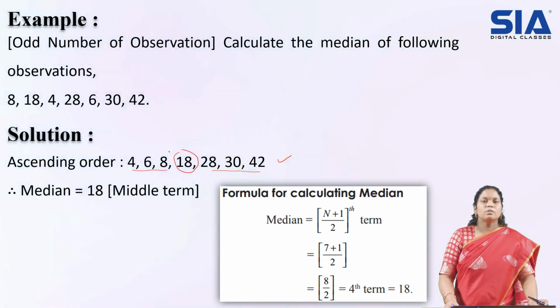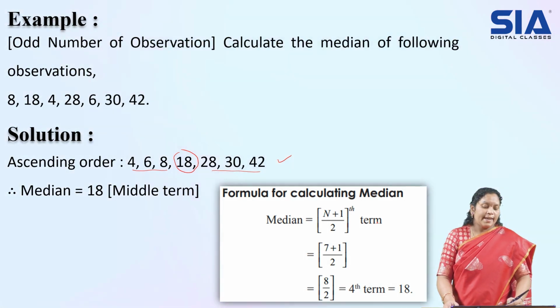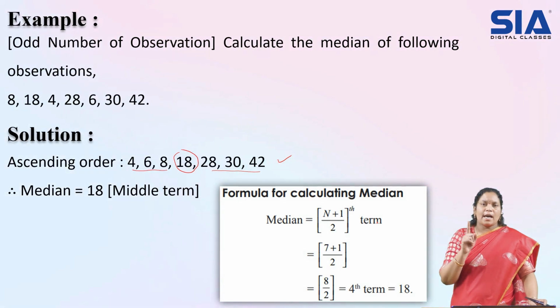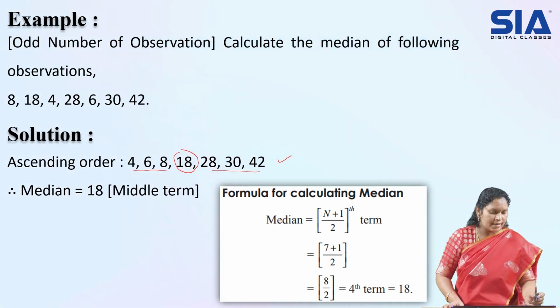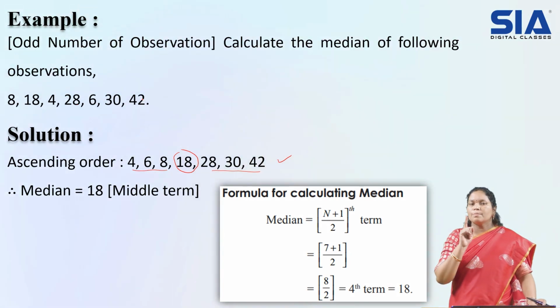Or if you want to go through the formula, that is the (n plus 1) by 2th term. What is n here? N is the number of data items. Count the number of values here. Never get confused with the capital N. Capital N for individual data is the number of observations. You have to count how many observations there are. For this data: 1, 2, 3, 4, 5, 6, 7. I have 7 observations, so capital N becomes 7.